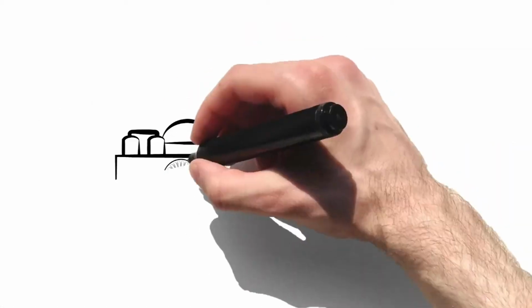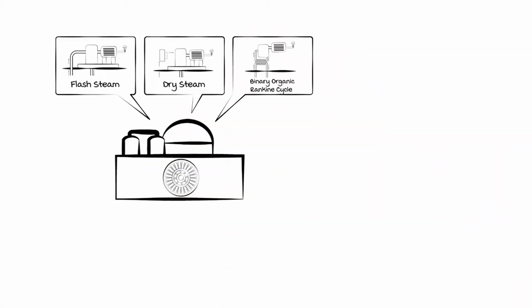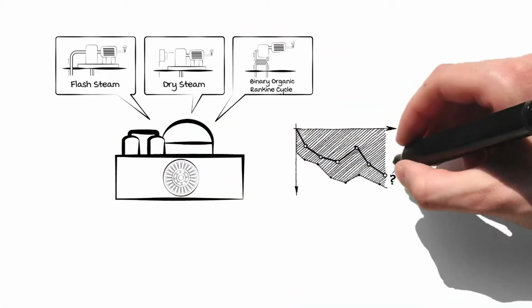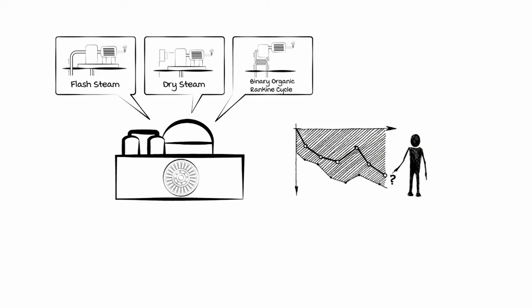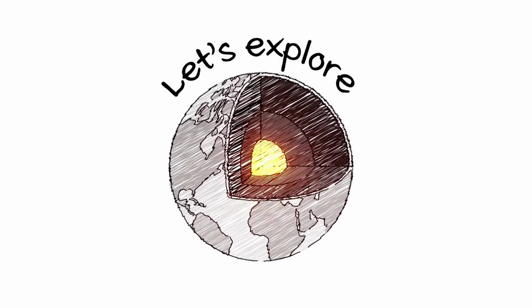So, how do the surface systems currently in use in the industry function? How might these systems be improved upon with an eye to driving down cost? And what areas are ripe for innovation? Let's explore.